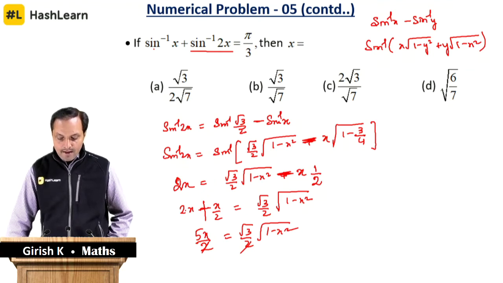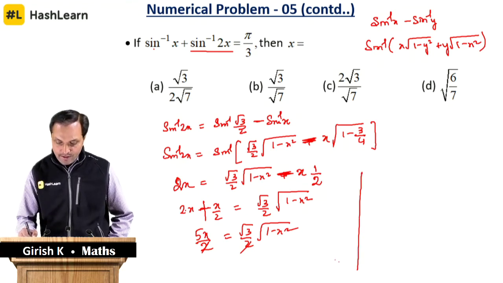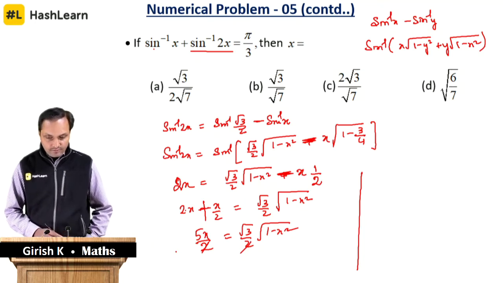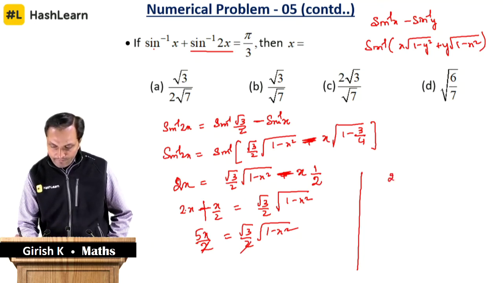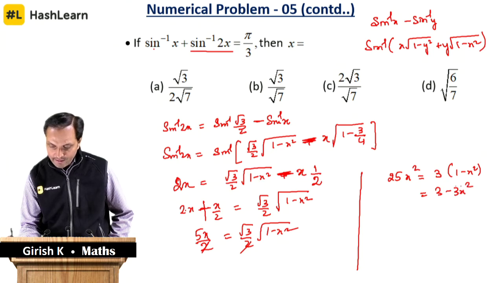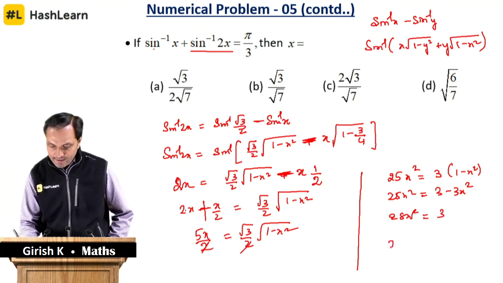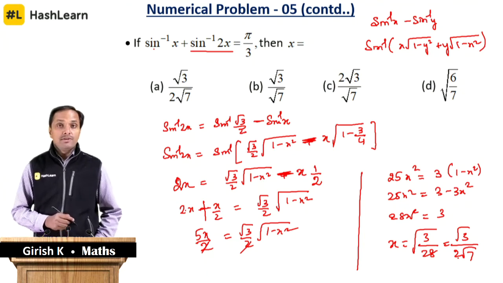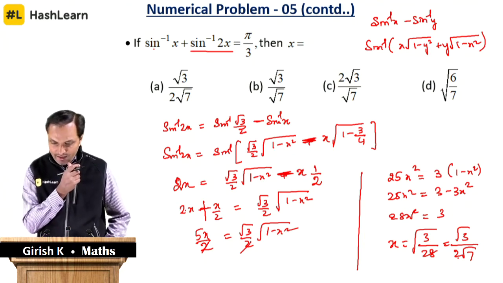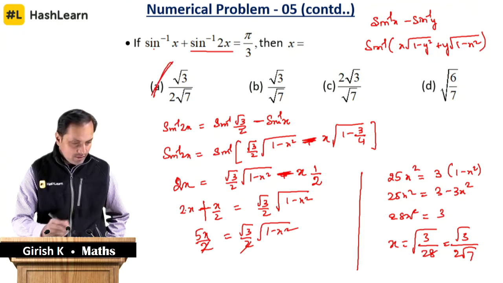Squaring on both sides will give you 25x square is equal to 3 into 1 minus x square, that is 3 minus 3x square. So 28x square is equal to 3. So x is root of 3 divided by 28. That is root 3 by 2 root 7, because 7 fours are 28, which can be written as root 3 divided by 2 root 7, which is option A.